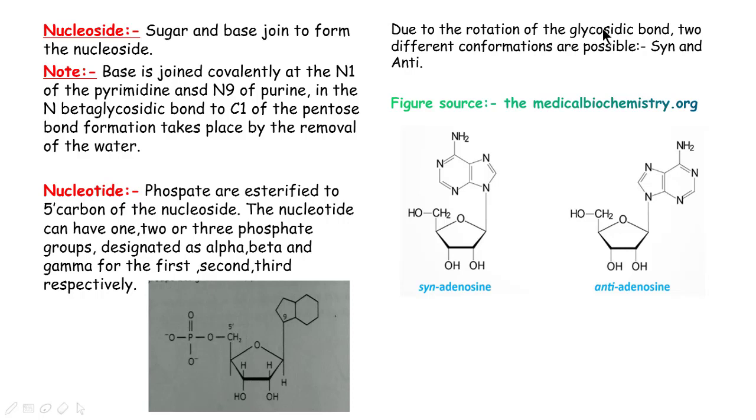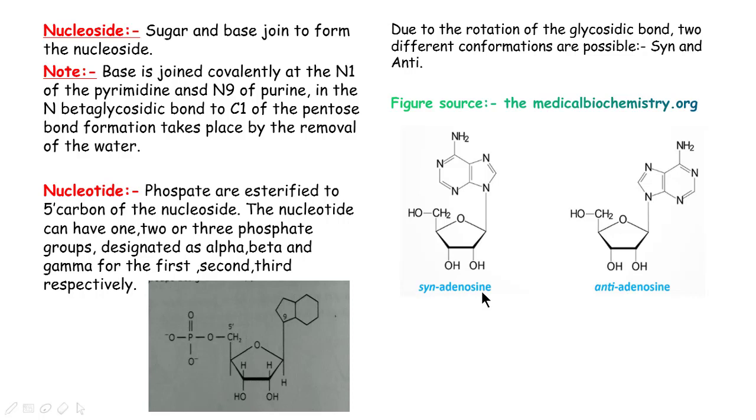Due to the rotation of the glycosidic bond. What is the glycosidic bond? This is the glycosidic bond that is formed here. When this glycosidic bond forms, there are 2 conformations possible: syn, when it is on the same side, and anti, when it is on the opposite side.